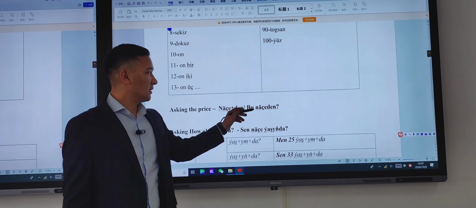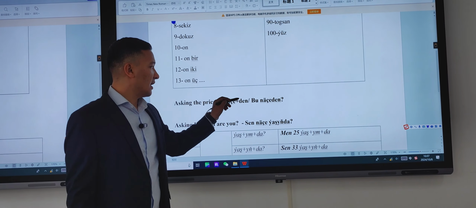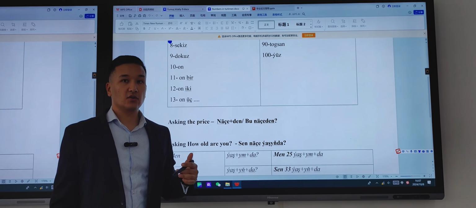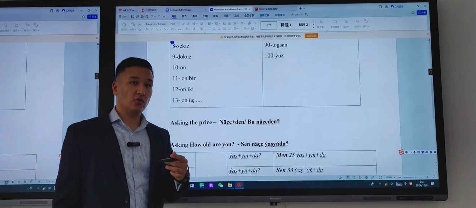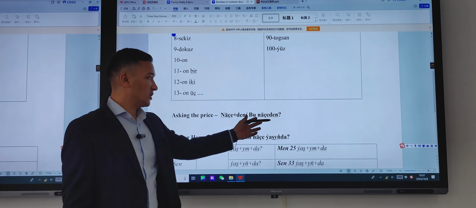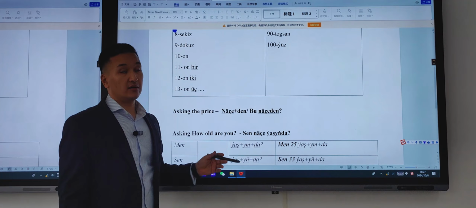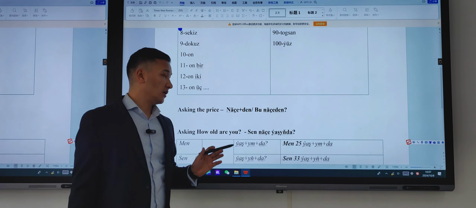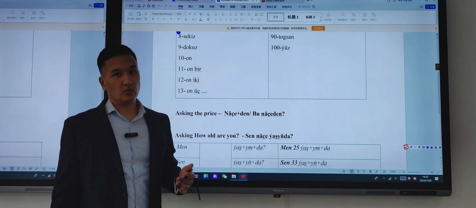Or otherwise you can say bu näçeden, adding the suffix of the instrumental case. So bu näçeden, or you can say bu näçe. That's all. Both of them are correct, the native people will understand you.